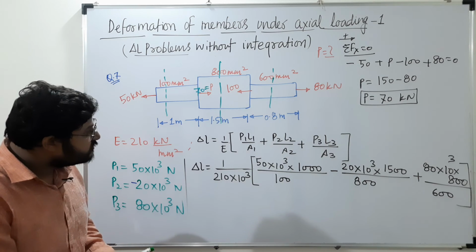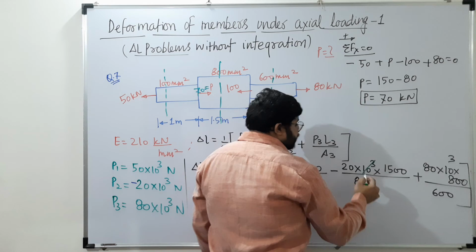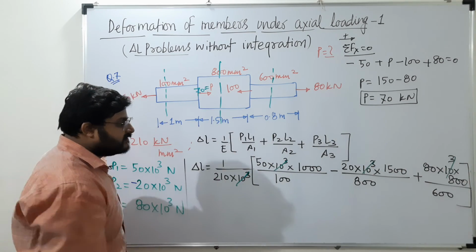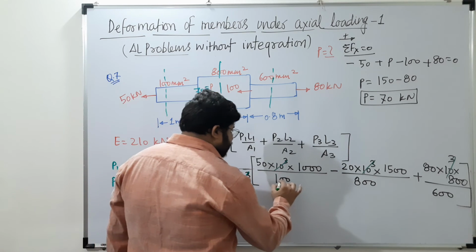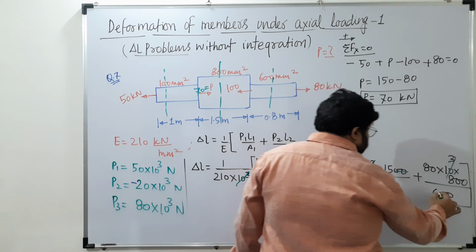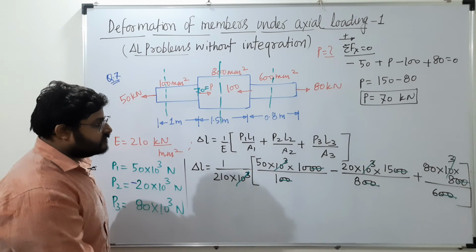Now there are a few things which you can straight away cancel. This is 10 to the power 3, 10 to the power 3, 10 to the power 3 and 10 to the power 3. Straight away we can cancel it. Now this 100 with this 800, and this 600 with this, we can straight away cancel it out, right?